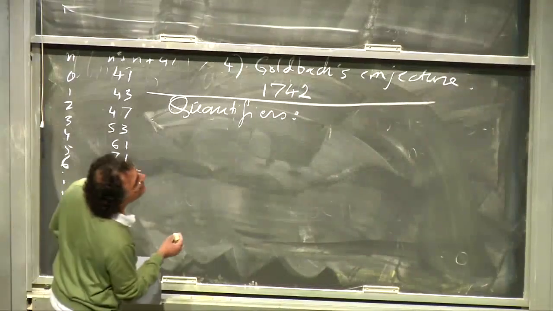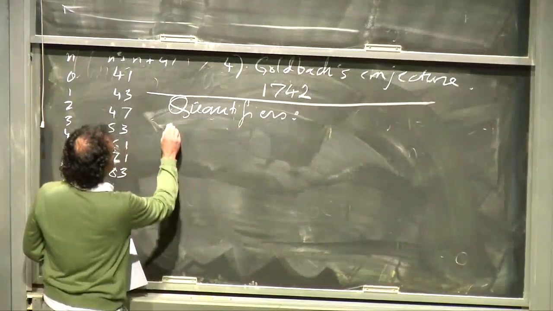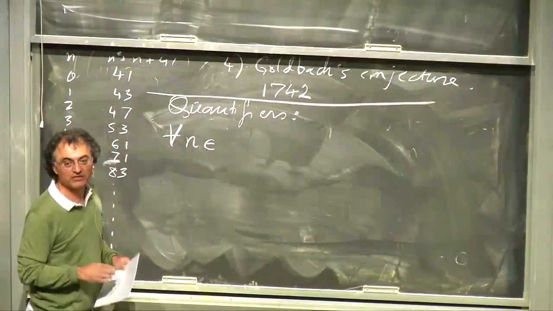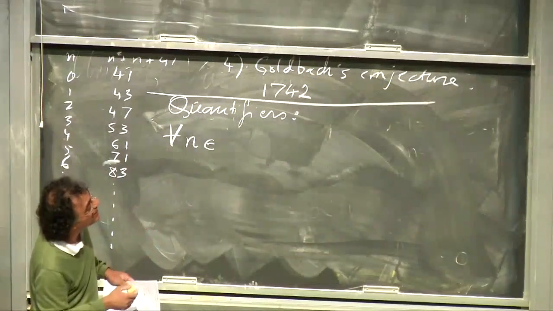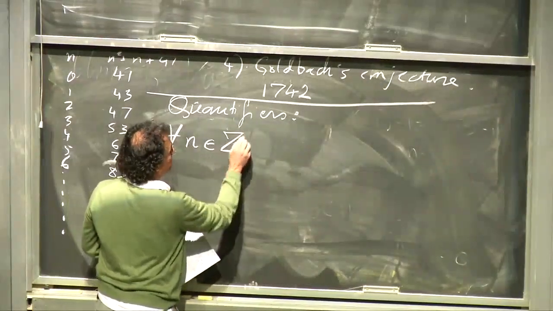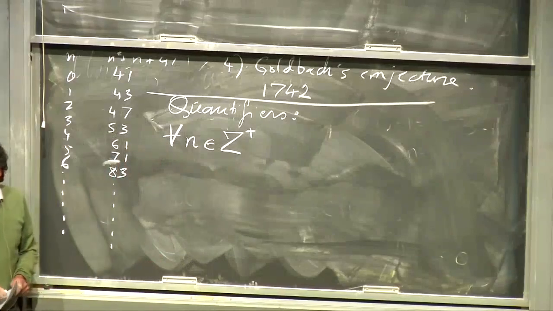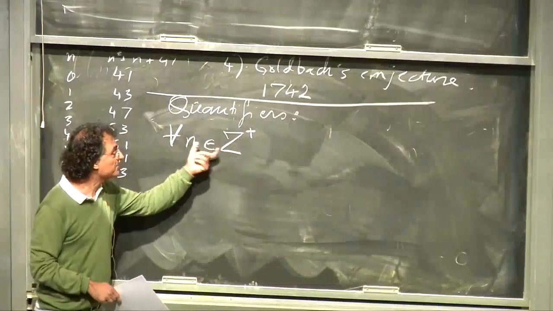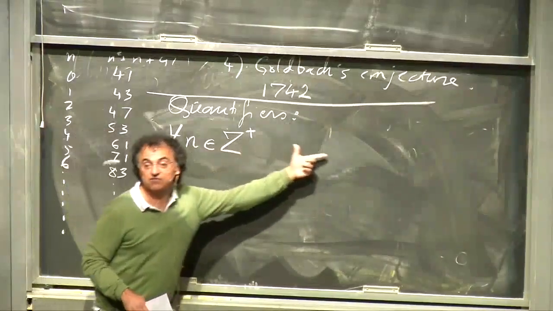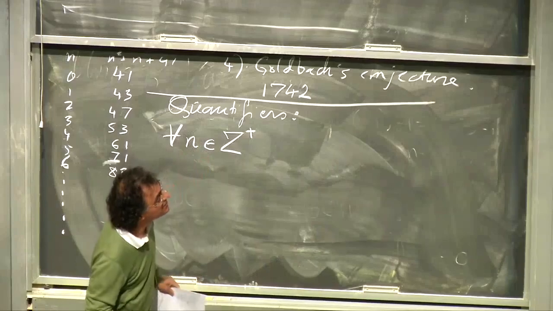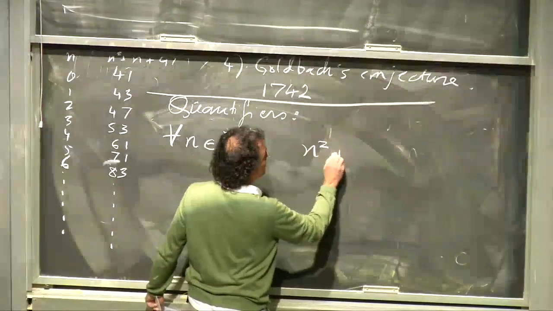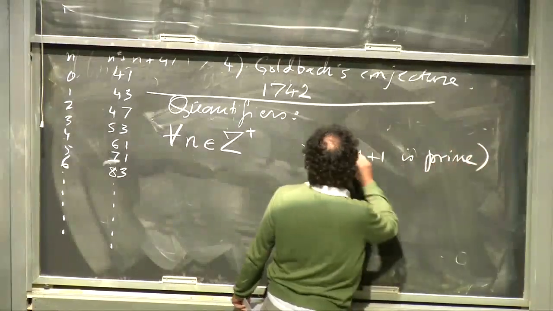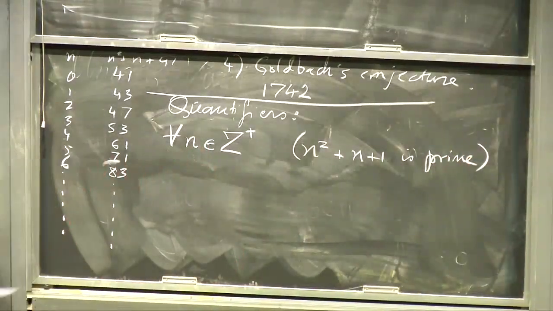You say, for all n belonging to the set, what's the set there? Non-negative integers, Z plus. It's saying n is any variable, any element of this set, and then it must satisfy this condition. So what's the condition? n squared plus n plus 1 is prime. So this is a quantified statement.